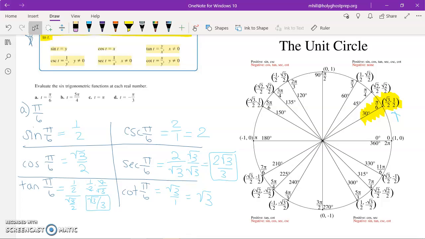All right, we are going to do part B. I need to make some room here, so I'm going to erase this example. So if you need to, hit pause and take a screenshot of this, or hit pause and fill in all of the answers for this one.